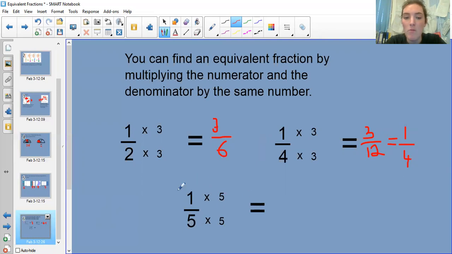Okay, what about a fifth? What can a fifth be equivalent to? Let's find out. Okay, 1 times 5 is 5, so our numerator now becomes 5. And our denominator, 5 times 5 is 25. And how do I know that's a fifth? Just want to double check that.